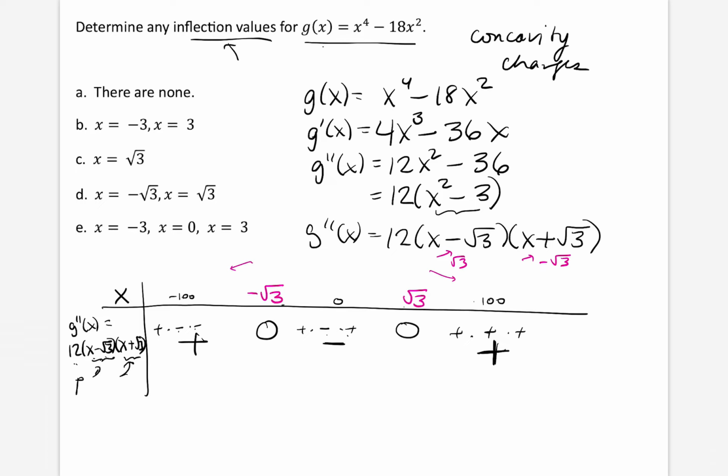So we're looking for inflection values. Those are going to be values where the concavity changes. Well, it changes from positive to negative at x equal to negative the square root of 3, and it changes from negative to positive at x equal to the square root of 3. So we have two inflection values, negative the square root of 3 and the square root of 3.